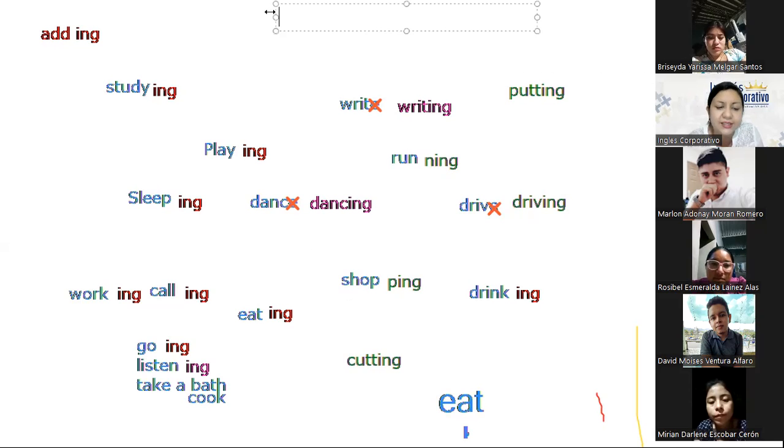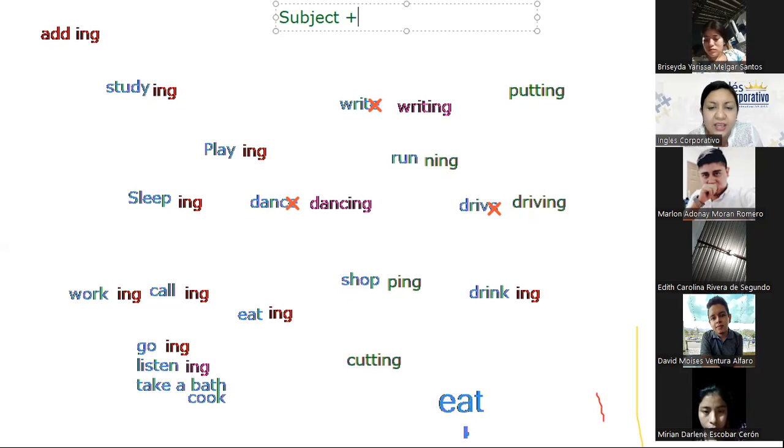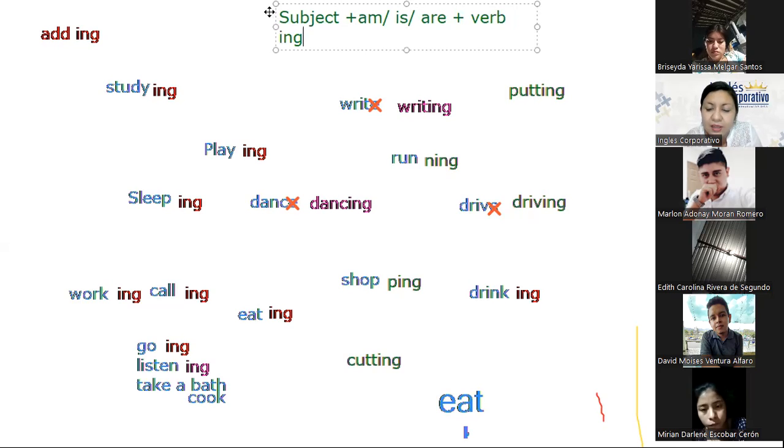Bueno, la estructura es esta. ¿Se acuerdan siempre el subject? ¿Cuál es el subject? I, we, you, they. And then we have the verb to be. I am, you are, he is. And then we have the verb in the ing form. And finally, the complement.